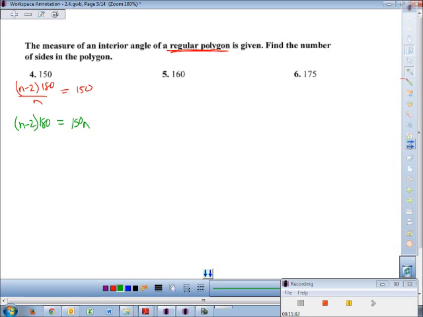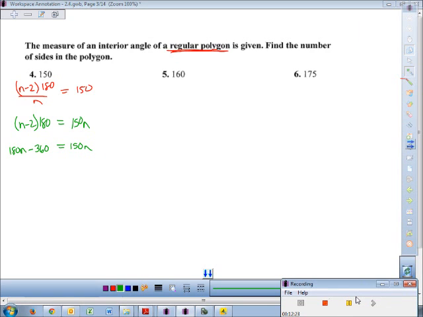What do you want to do? What's that called? Distribute the 180. Very nice. 180n. And then what's 180 times negative 2? Negative 360. That'll equal 150n. Y'all with me?